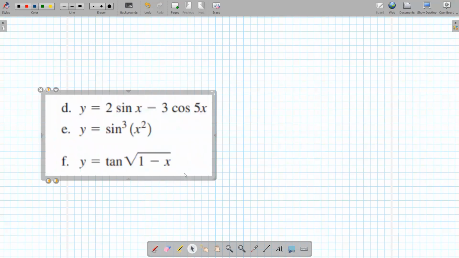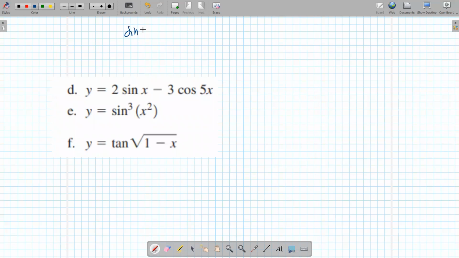And these ones are going to be a little bit trickier. Remember, sine becomes cos. Cos becomes negative sine. And tan becomes sec squared. So if you look at d again, it's pretty simple. You just do it one thing at a time. What would be the derivative? Two cosine x minus 3 negative sine 5x. Okay, are we done? Or is there more to this?